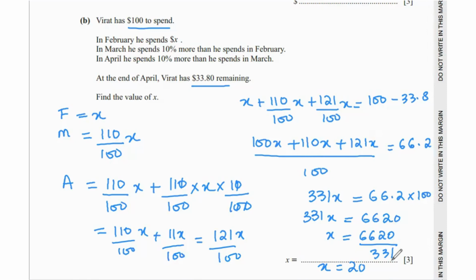If you're comfortable with writing these as decimals, you can also write them as decimals. 110 over 100 would be 1.1, and then 121 over 100 would be 1.21. So you can write them as decimals and then solve that. Either will get the same answer.